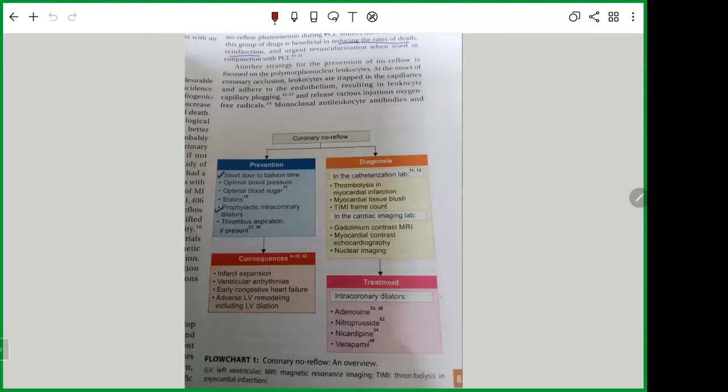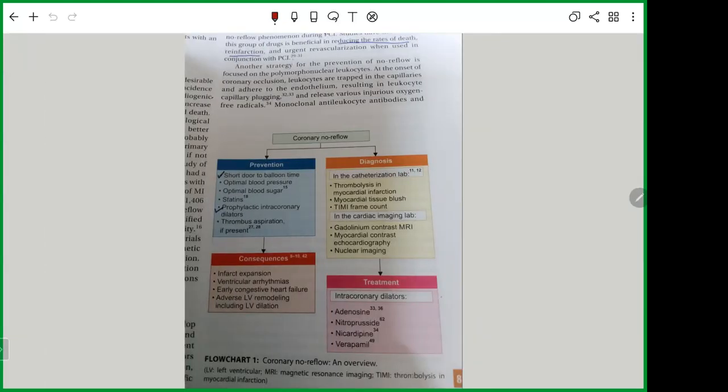Next. So these are the coronary no flow phenomena. The first prevention, what I said, is short door to balloon time, optimal blood pressure should be maintained, optimal blood sugar should be maintained. Statins, there are prophylactic uses, there are some studies, and prophylactic intracoronary dilators and thrombus aspiration. So after the prevention of these things, we can prevent 4 things. One is infarct expansion, early ventricular arrhythmias can be prevented, early congestive heart failure, and adverse LV remodeling, including the LV dilatation. Okay? What are the prophylactic intracoronary dilators? I will tell you, that comes in the next part. So these are the things.